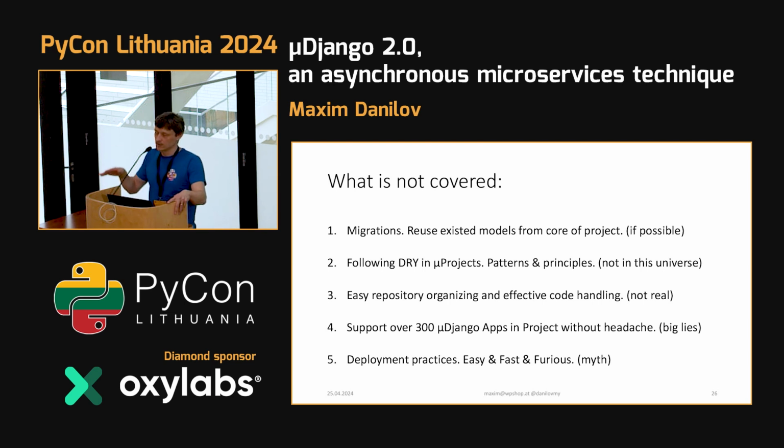And also, right now we have more than 300 micro Django apps and projects, and how to work with that without headache, is it possible or not, I don't know. And at last, I don't say anything about development practices, how to easily, fast, and furiously deploy every microservice to production. It's a myth. Yeah.